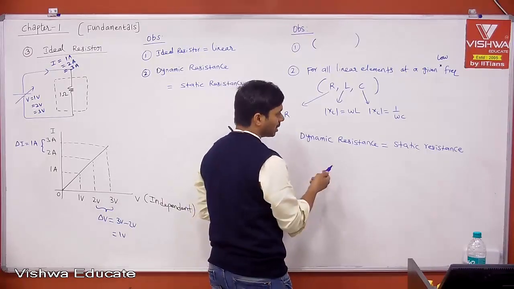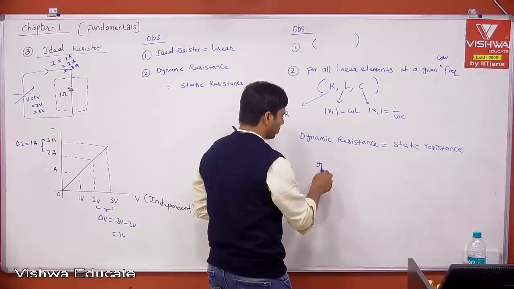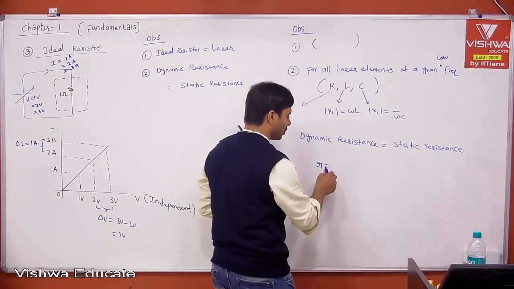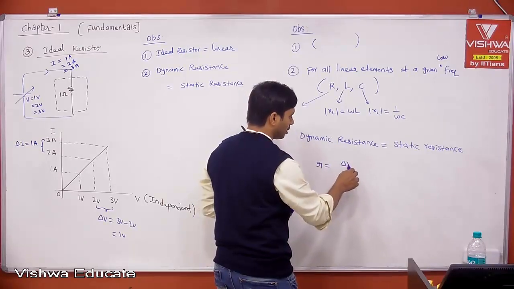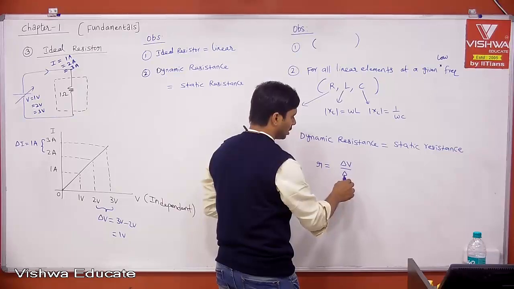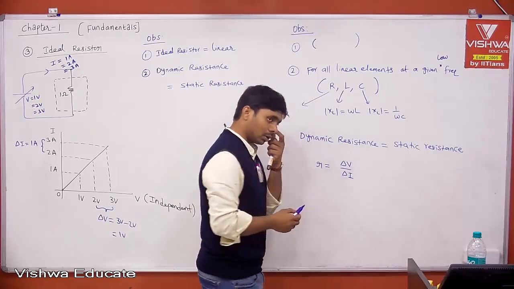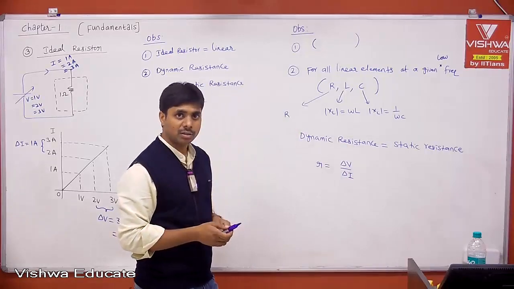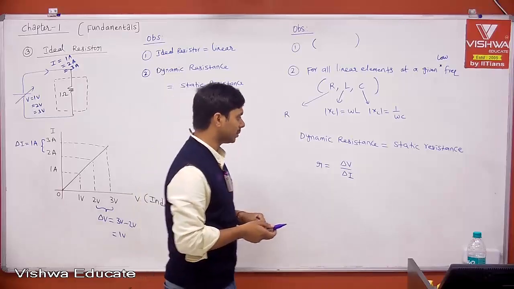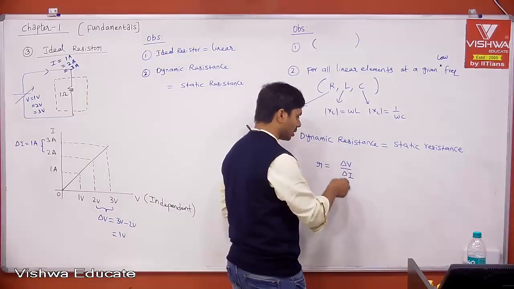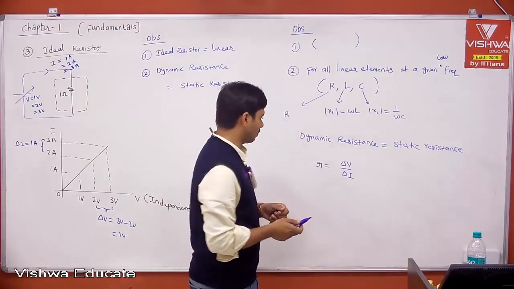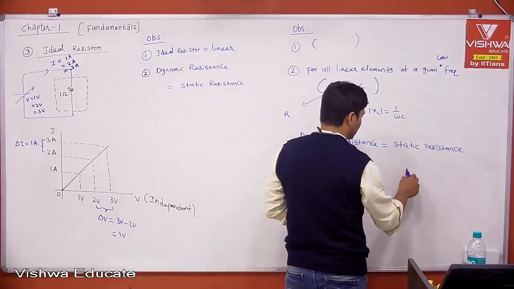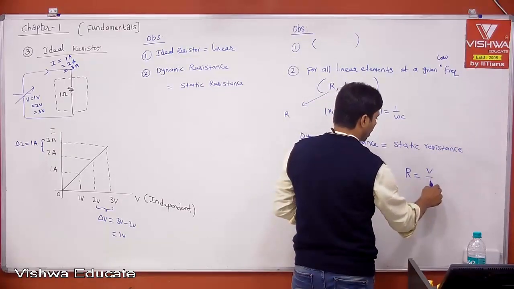Dynamic resistance, I am repeating once again, normally people represent with small r. It is always with respect to the change in voltage to the change in current. Here it is the magnitude change in the voltage at a given frequency. Then what is static resistance? Capital R is equal to V by I.